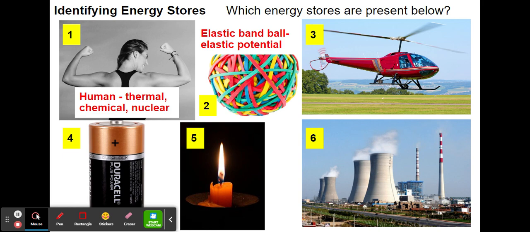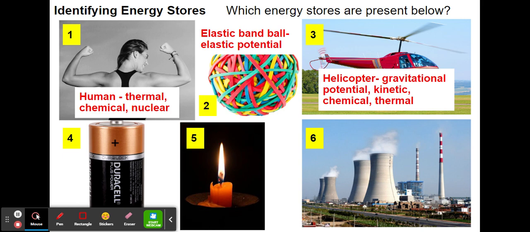In the case of this helicopter, we've got gravitational potential because it's lifted itself up in a gravitational field. It's got kinetic because those blades are turning around. It has chemical from the fuel that it's using to produce that rotation of the blades. And there's also thermal because that engine's going to be getting hot.